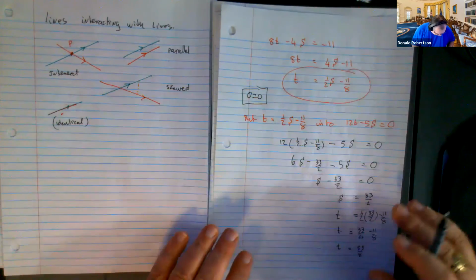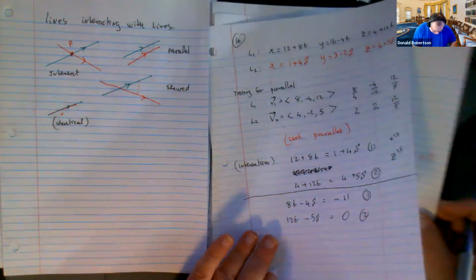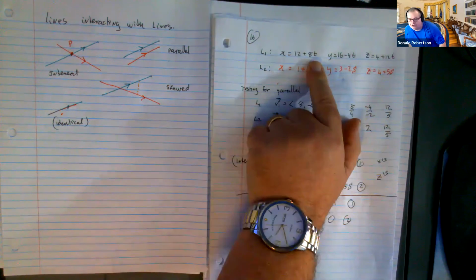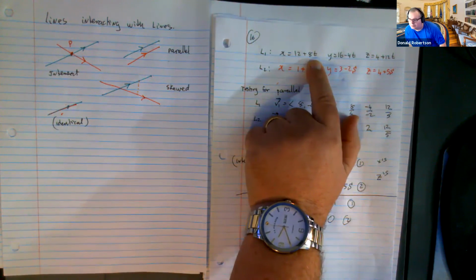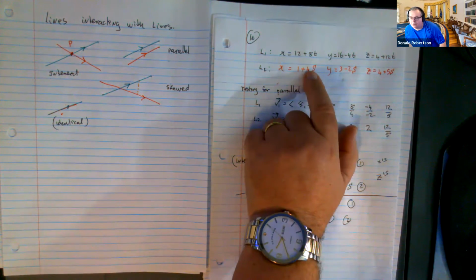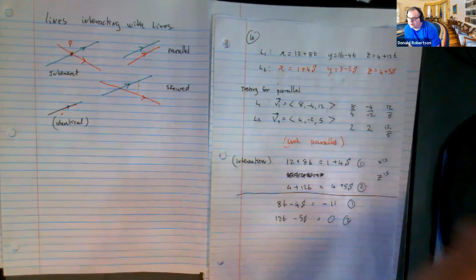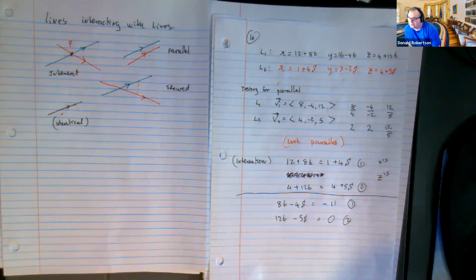A second strategy, a little bit different. Couldn't I just plug T equals 0 and T equals 1 and find 2 points on this line? And then if I found out that the same 2 points were in that line, wouldn't that make the lines identical? Does that logic work better for your brain?